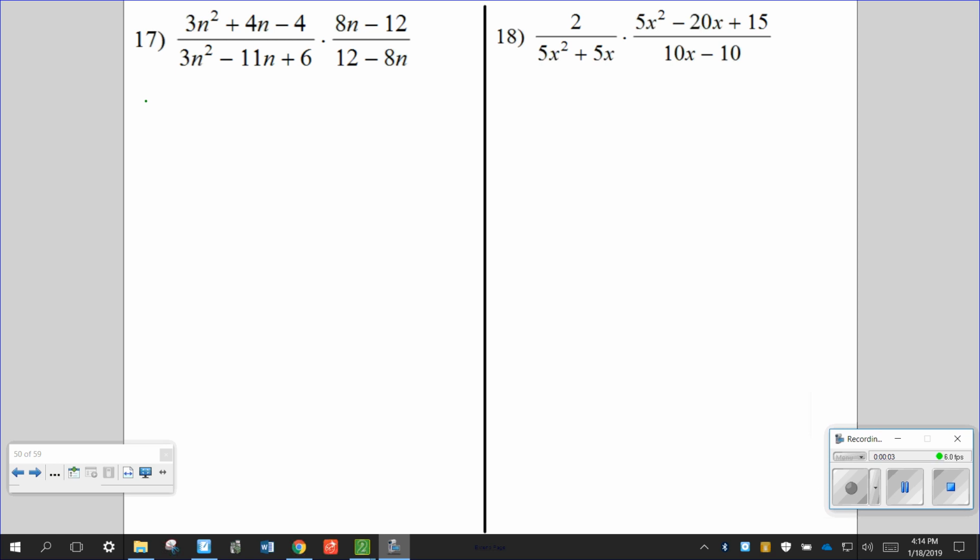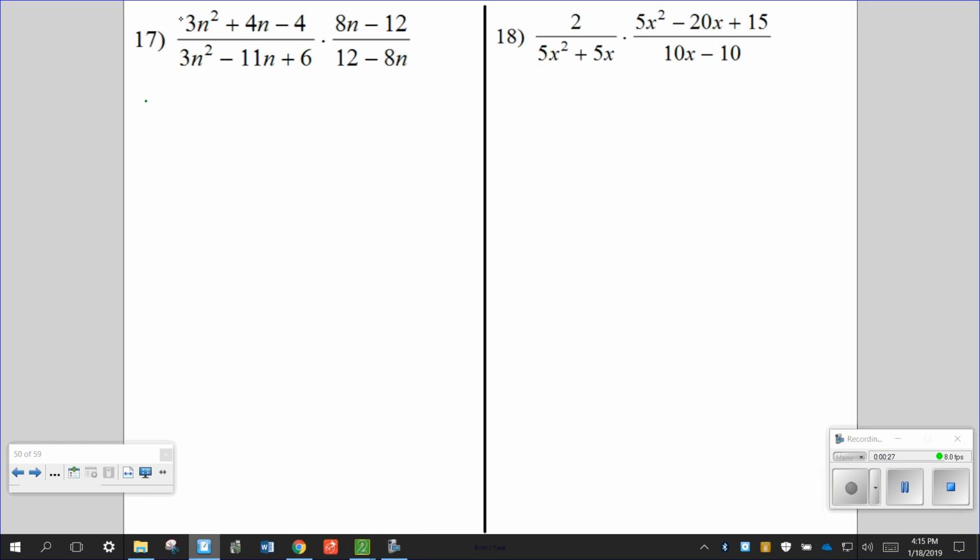3n squared plus 4n minus 4 divided by 3n squared minus 11n plus 6. We need to factor that to see if we can divide anything out, if we can simplify this expression before we do the multiplying. You can multiply it first and simplify it later, but the simplifying gets a lot harder if you purposefully make it more complex by multiplying polynomials.